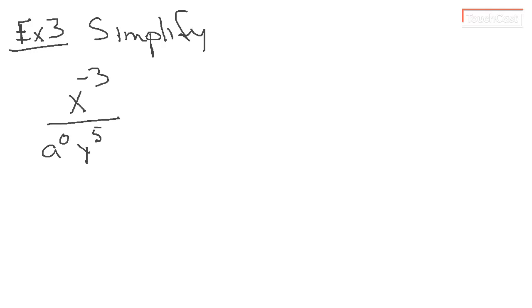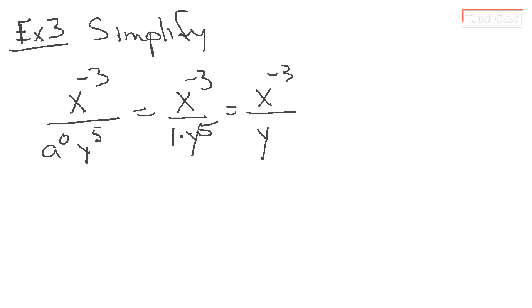We've got an a to the 0. We can just replace that with a 1. So we're going to have x to the negative 3 over 1 times y to the 5th. And anything times 1 is itself. So really we've got x to the negative 3 over y to the positive 5. We're not done yet because we still have this negative in our exponent.